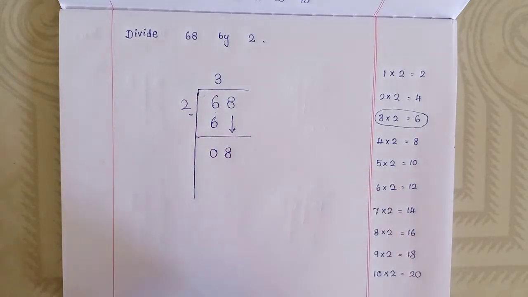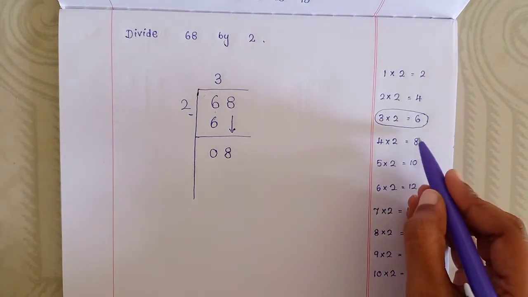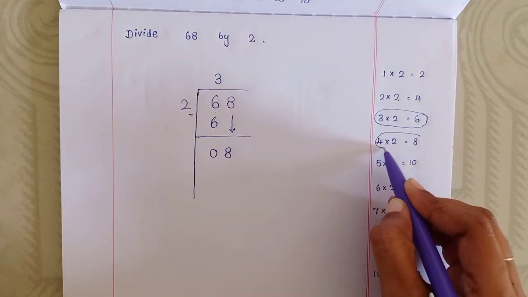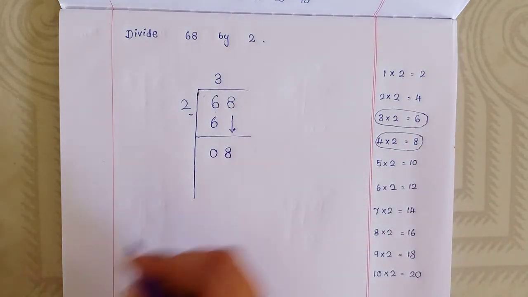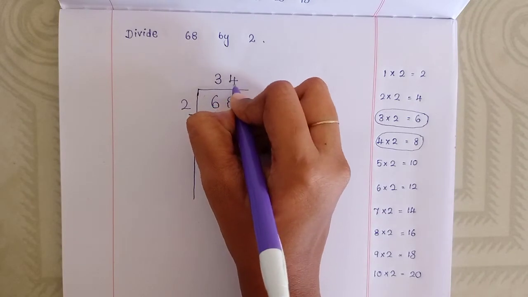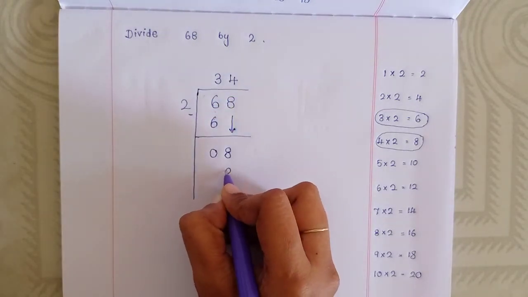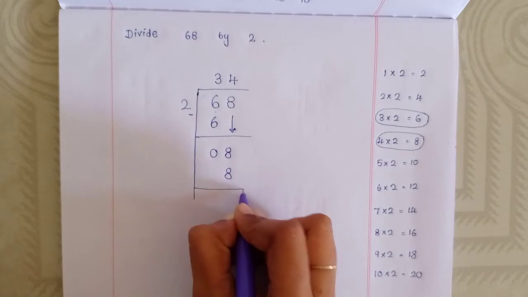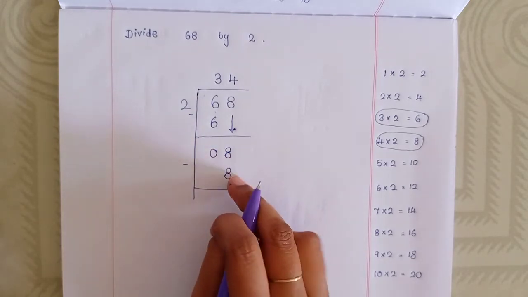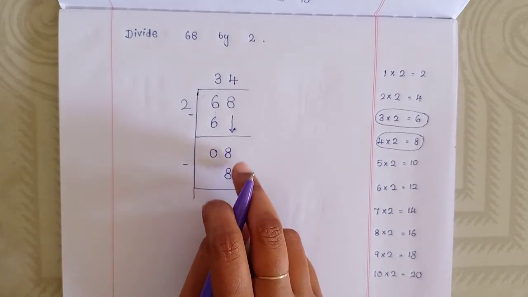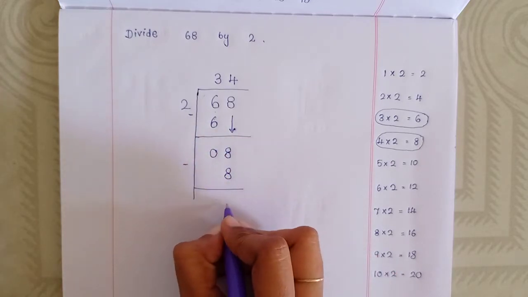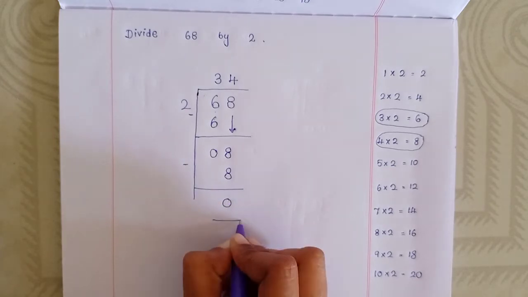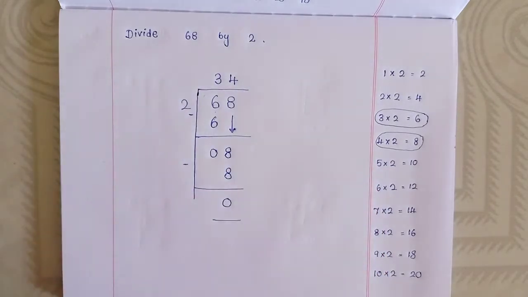Now, how many 2s are 8? See here, 4 twos are 8. So you write here 4. Okay, now you subtract 8 minus 8. What do we get when we subtract 8 from 8? 0. Okay, so the answer is 34.